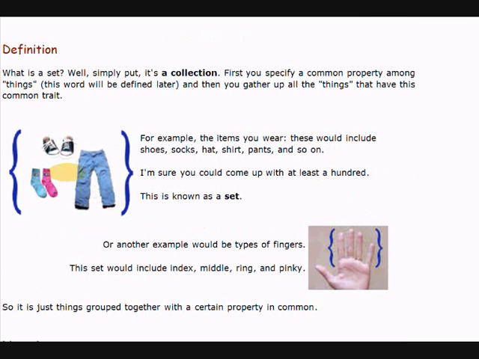There you may have a lot of pants, a lot of socks, shoes, hats, and so on. If you put it in a set, you will be putting only the things with the common trait. Gather up all things that have this trait in common. Okay, this is known as a set.